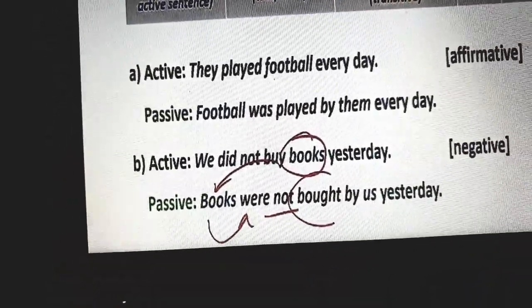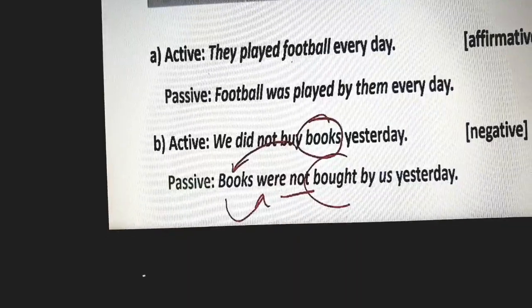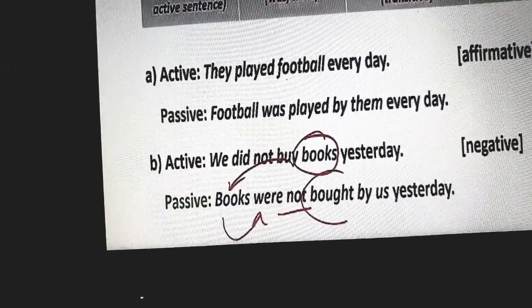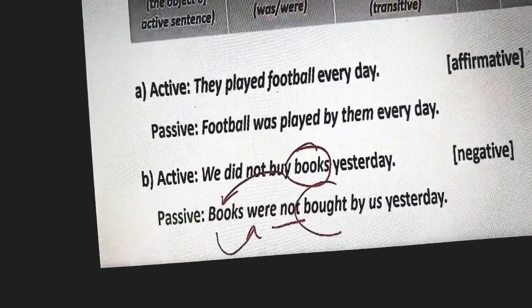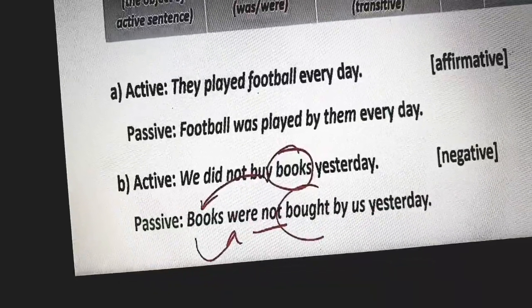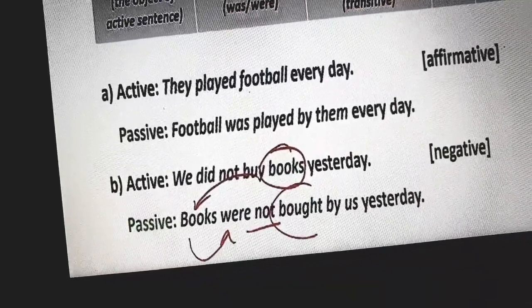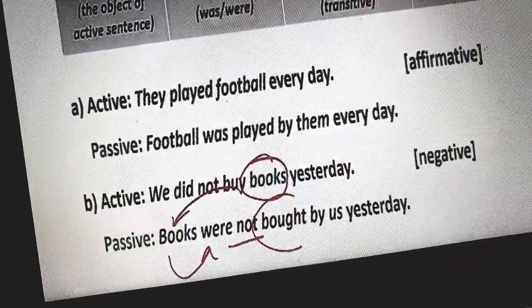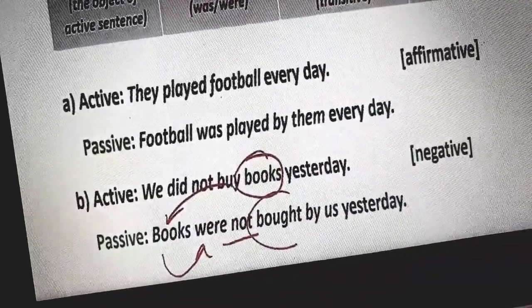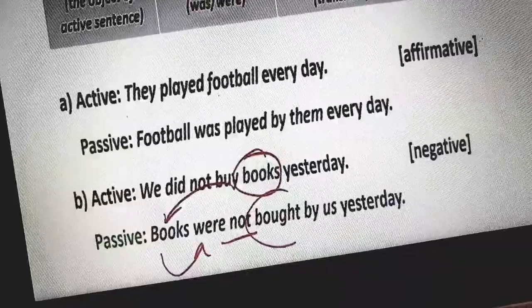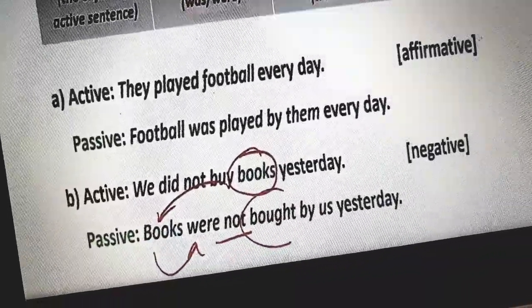Let's move to the negative form. In the negative form, it is the same as positive, but between the helping verb and verb 3 we put not. Between the helping verb was or were and the third form of the verb, I use the word not, so I have wasn't or weren't followed by the third form of the verb.